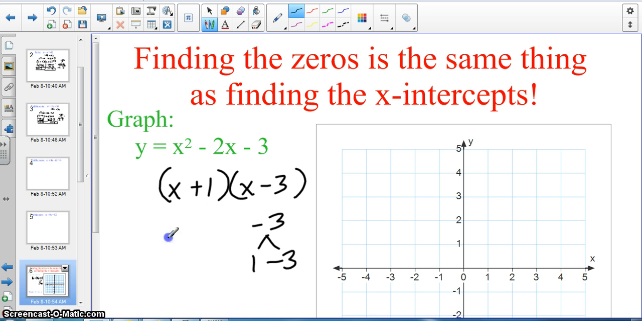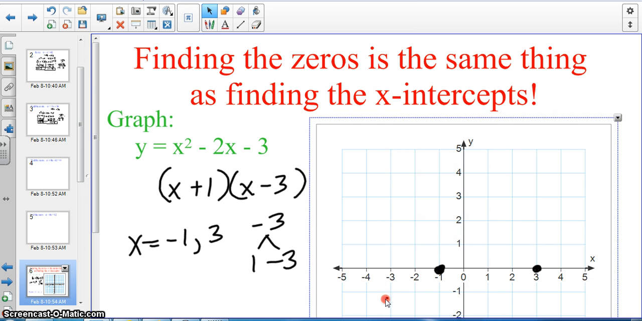Now what are my x-intercepts? Remember, we would solve these and find our x-intercepts. So remember, it's the opposite. So negative 1 and positive 3. So to graph that, I'd go to negative 1 on my x-axis and positive 3 on my x-axis. These are my x-intercepts. Now, why are they called zeros? Well, let's write the coordinates of each point. So negative 1.